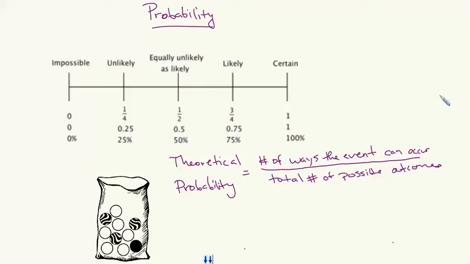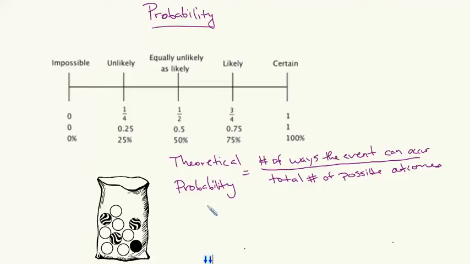We can measure probability on a scale from 0 to 1, 0 being that the event is impossible, 1 being that the event is certain. And we can also use words, fractions, decimals, and percentages to represent how likely the event is going to happen. Okay, so the closer the probability is to 1, the more likely the event is going to happen. And the closer the probability of the event is to 0, the less likely that event is going to occur.